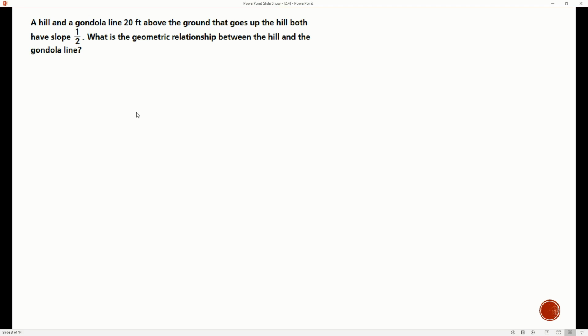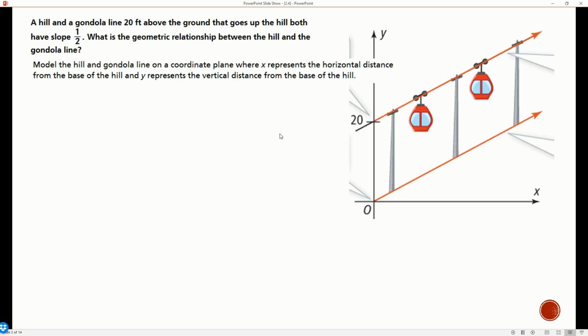So a hill and a gondola line 20 feet above the ground that goes up the hill both have slope 1/2. So for every foot they go to the right, as you'll see in the diagram, they move up 1/2 of a foot. What is the geometric relationship between the hill and the gondola line? So here are two lines. This is the hill. These are the support beams for the gondola line.